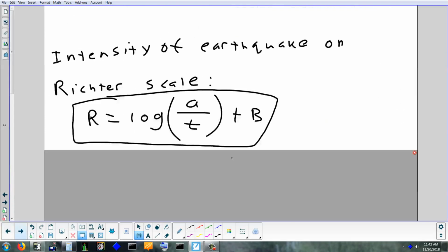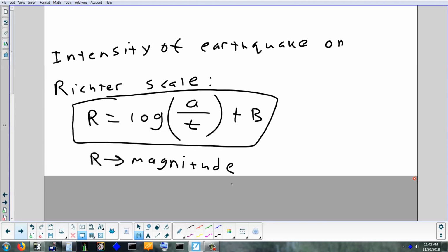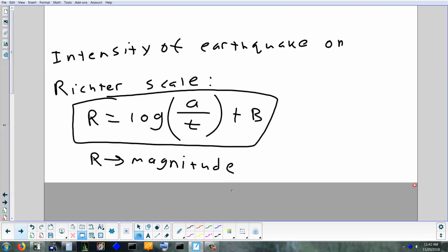Okay, so last thing we're going to look at is a word problem. This has to do with the intensity of an earthquake measured on the Richter scale. If you watch the news and you hear them say a magnitude 4.6 earthquake or something like that, that's the formula that they use. A, T, and B are all different factors that measure the earthquake and where it happened. So R is the magnitude.